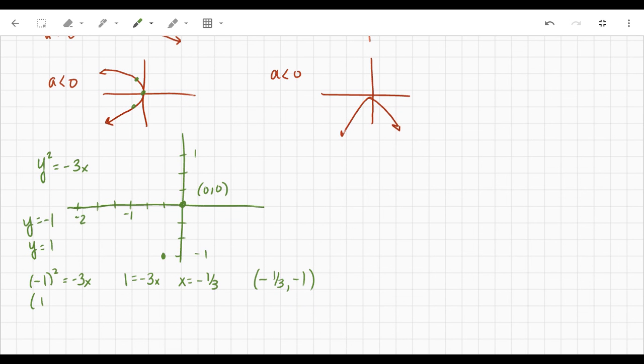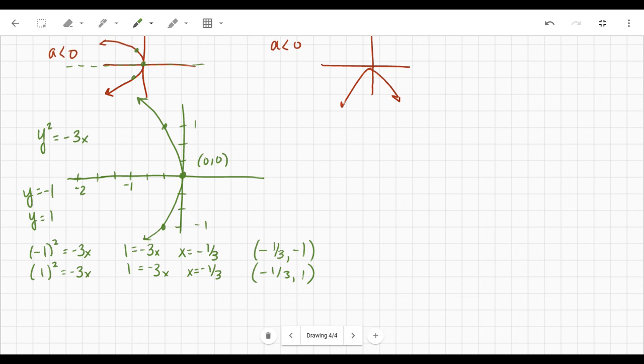And then if y is 1, same thing, okay? And that's because we have symmetry there. So you really don't even need to do the math for that, right? We know that if it's going to open to the left like that, we have a line of symmetry. So we can also plot the point negative 1/3, 1. And that's kind of a fat parabola there. Okay, remember if a, well, I'm going to leave it at that for now.